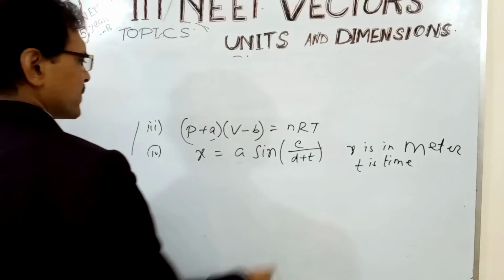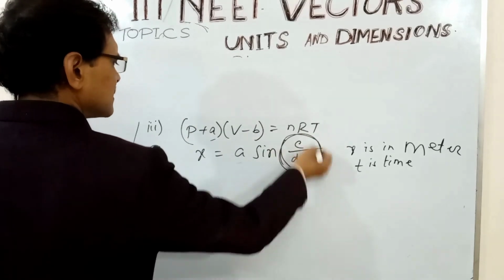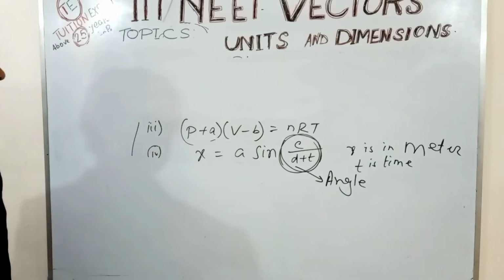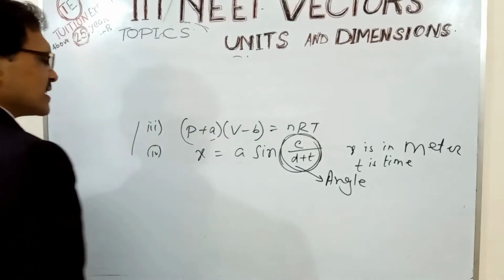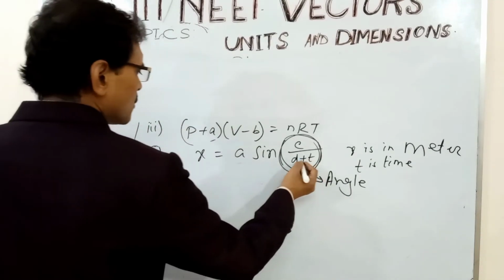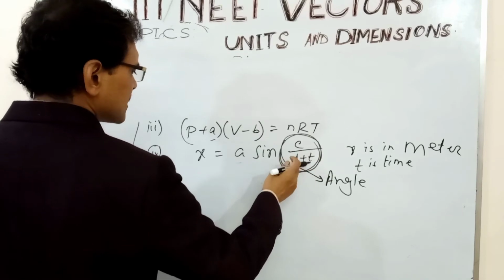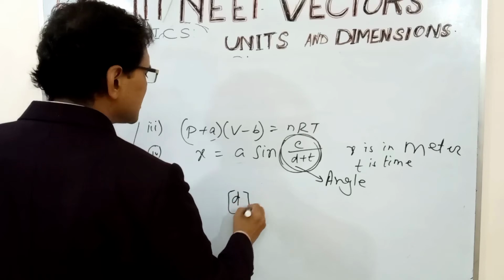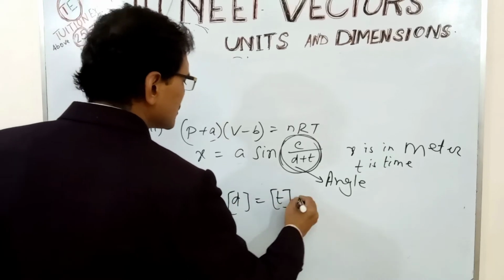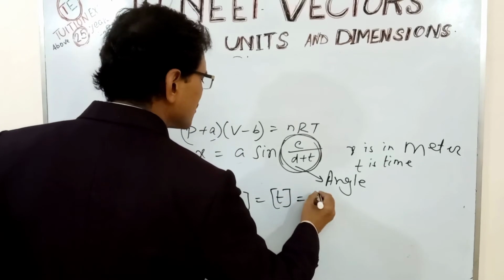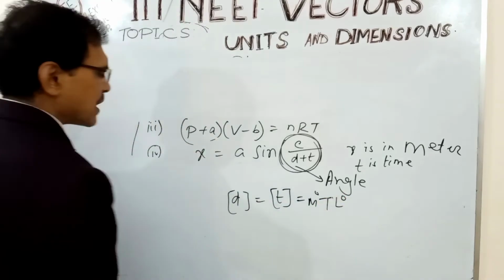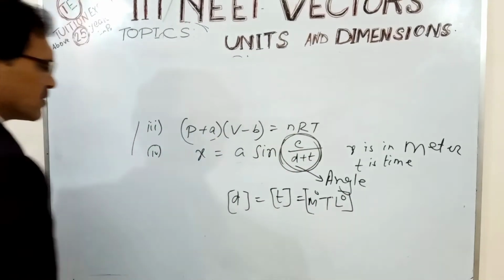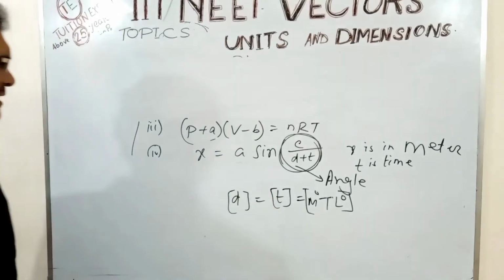Now this is angle. So what is angle? Angle is a dimensionless quantity. Now we know the quantity having the same dimension can be added. So dimension of D equal to dimension of T, which is equal to T M0 L0. This is the dimension of D because T is added to the time. So dimension of D will be equal to dimension of T.